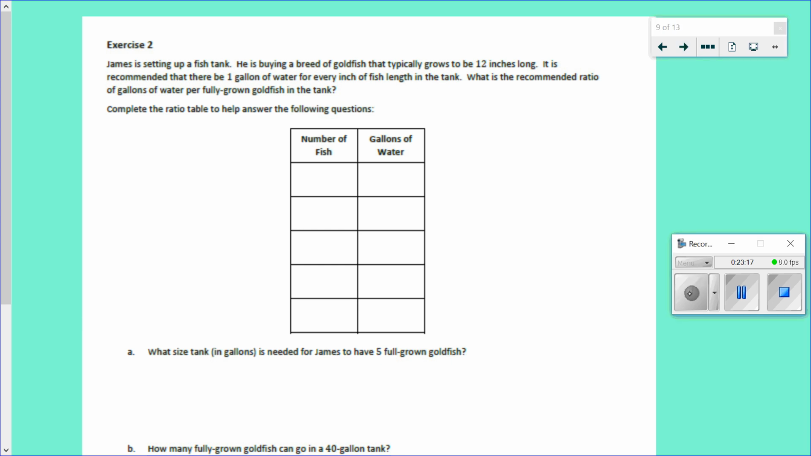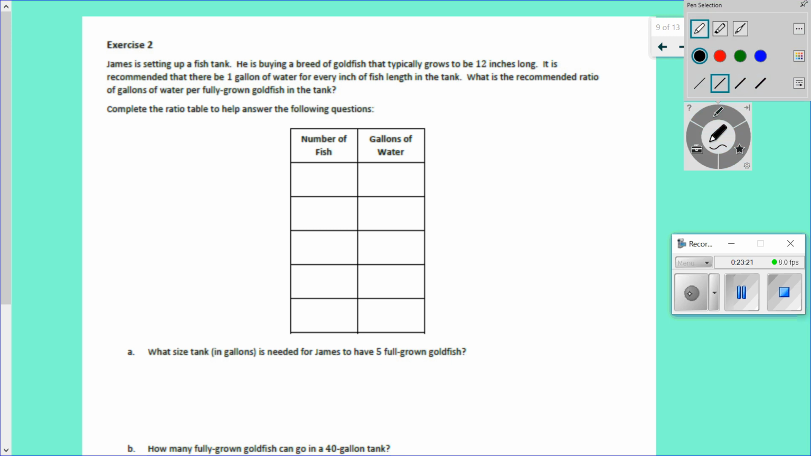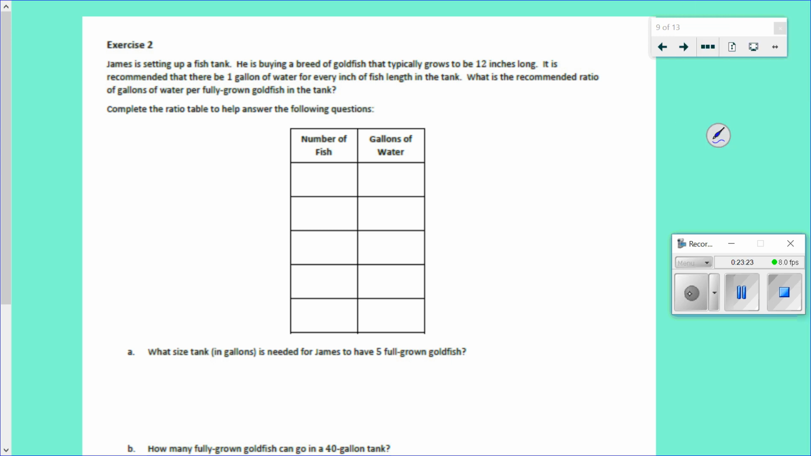Okay, on this one, there is some comprehension that is required. So let's mark our text. That's going to help us. James is setting up a fish tank. He's buying a big goldfish that typically grows to be 12 inches long. It is recommended that there be 1 gallon of water for every inch of fish length in the tank. What is the recommended ratio of gallons of water per fully grown fish in the tank? So there's our first question.